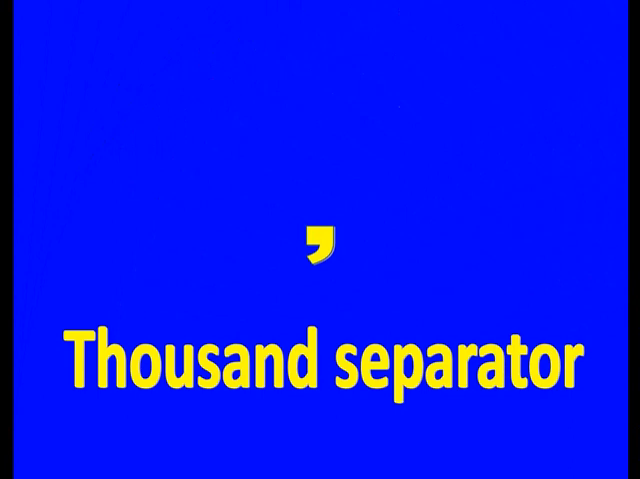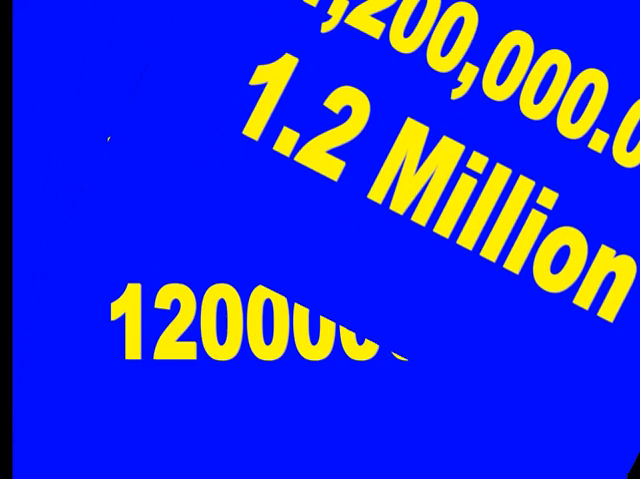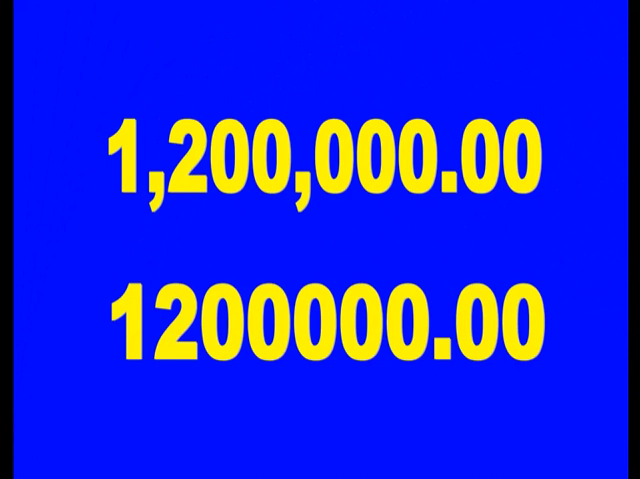Thousands separator. As you can see from the last example, I used a comma to separate the 1,200,000. They make the numbers easier to read. You will agree with me that saying the first number is easier than saying the second. In some countries, they use decimal points to separate the numbers instead of a comma.